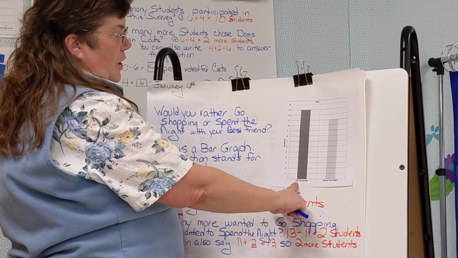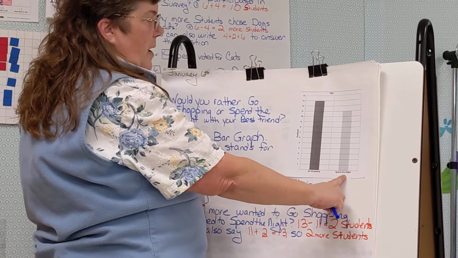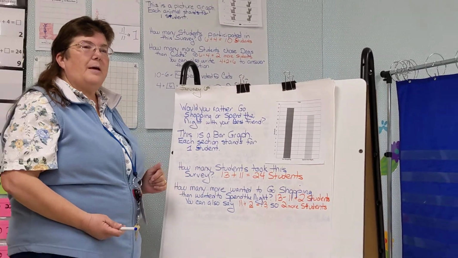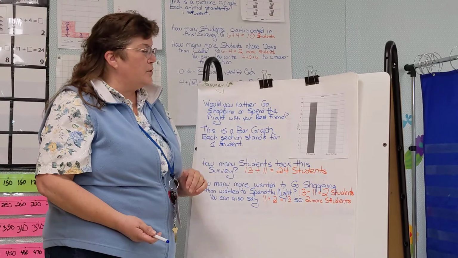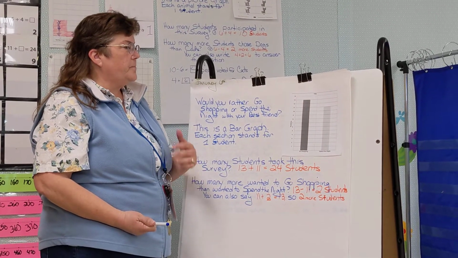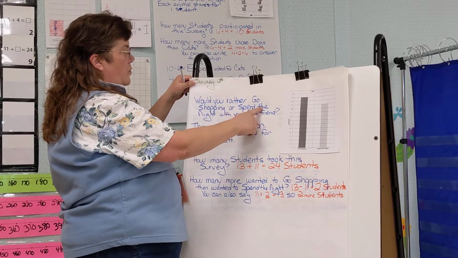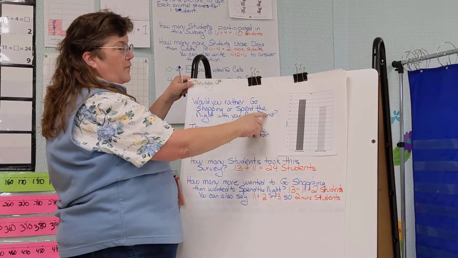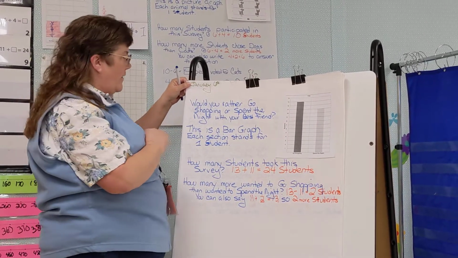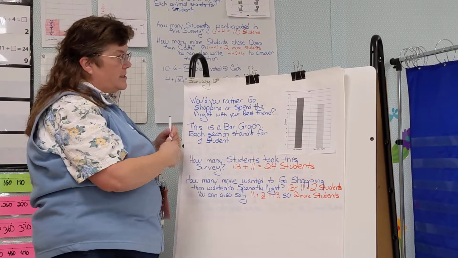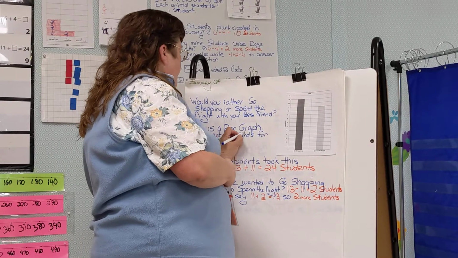Down under here it says go shopping or spend the night. So what kind of question do you think they might have asked for those two categories? In our book it says, would you rather go shopping or spend the night with your best friend? Ooh, that's a good survey. I like that one. Is this a bar graph? Yes, this is a bar graph. Okay.